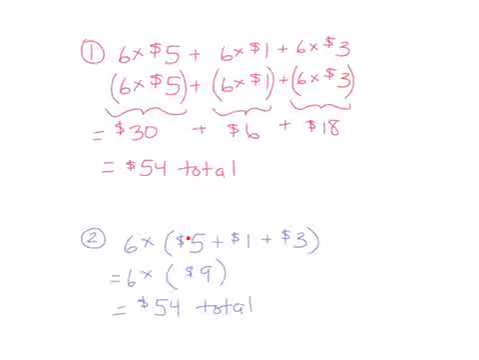And you could say 5 plus 1 plus 3. Your burrito plus your avocado plus your drink is $9 times 6. Because there's 6 people that each got the same thing. So this is another way that you could write the expression. Either way is correct. Okay?